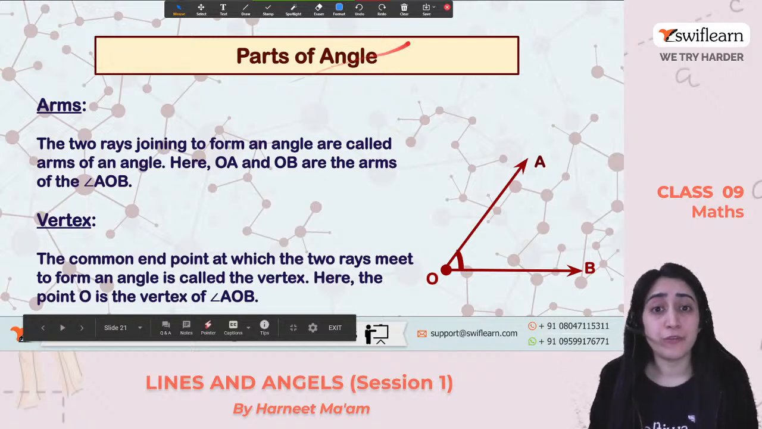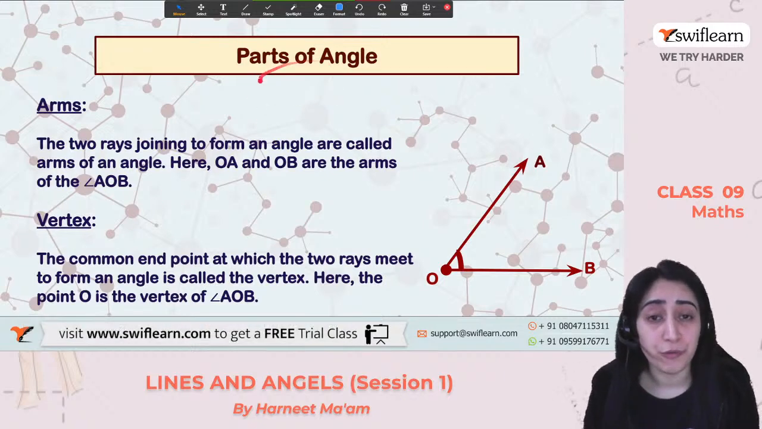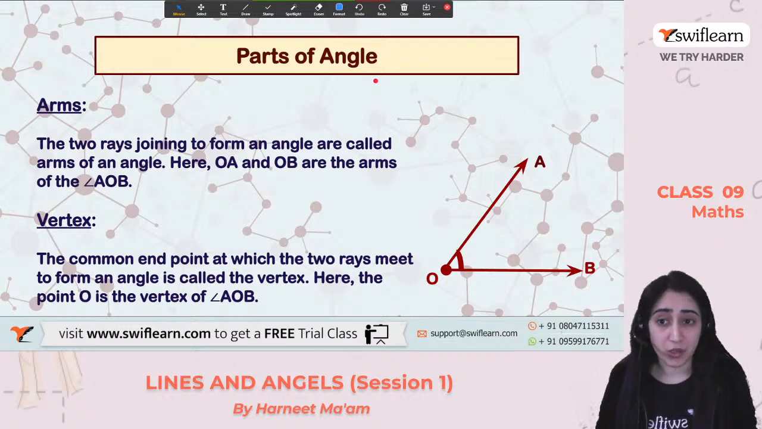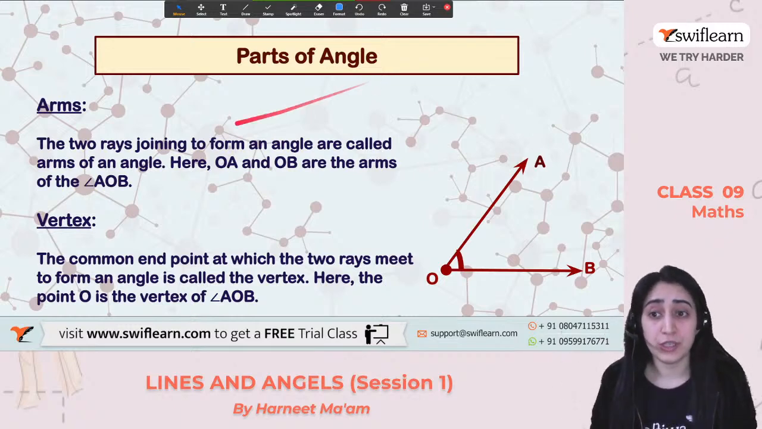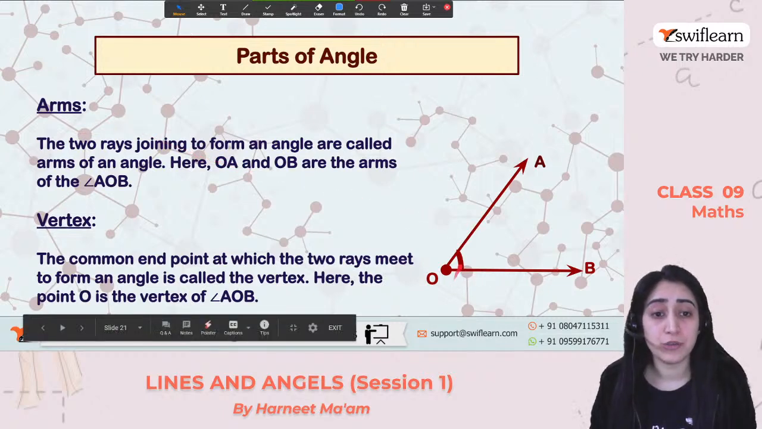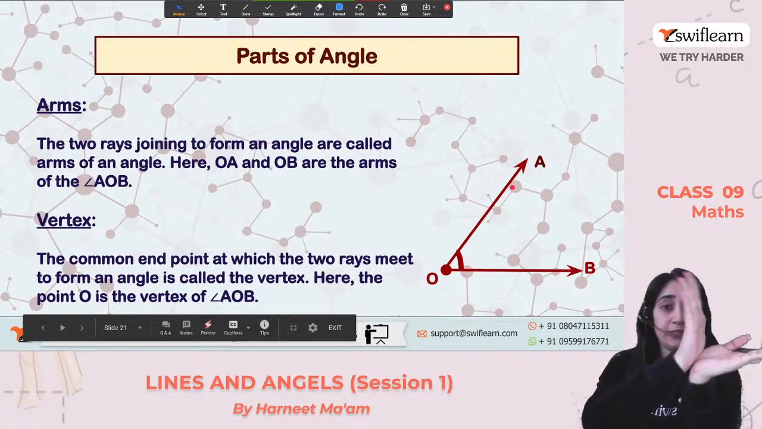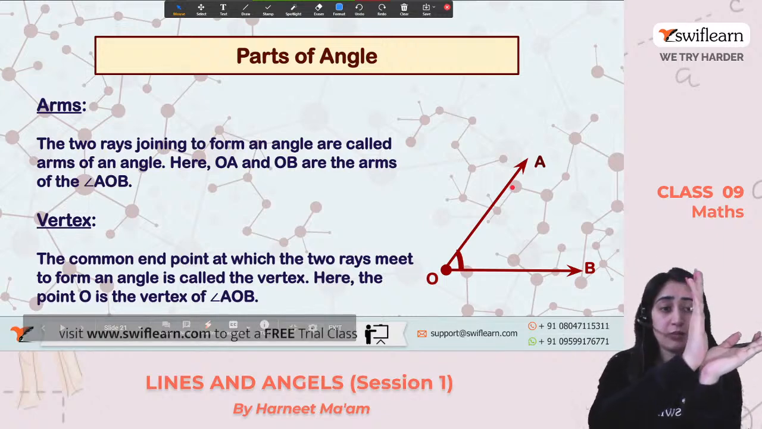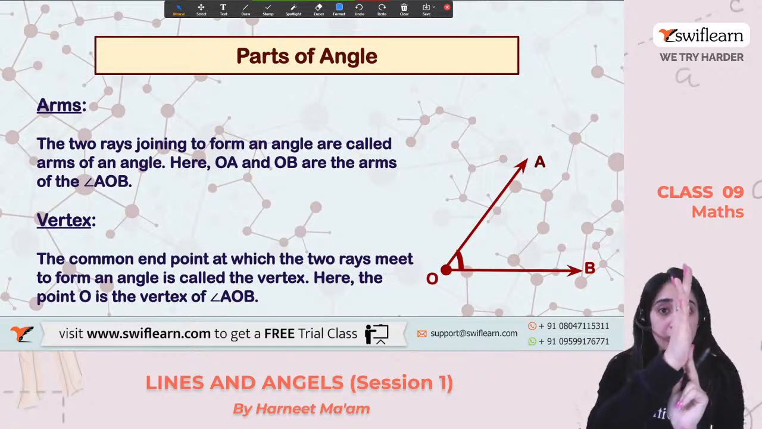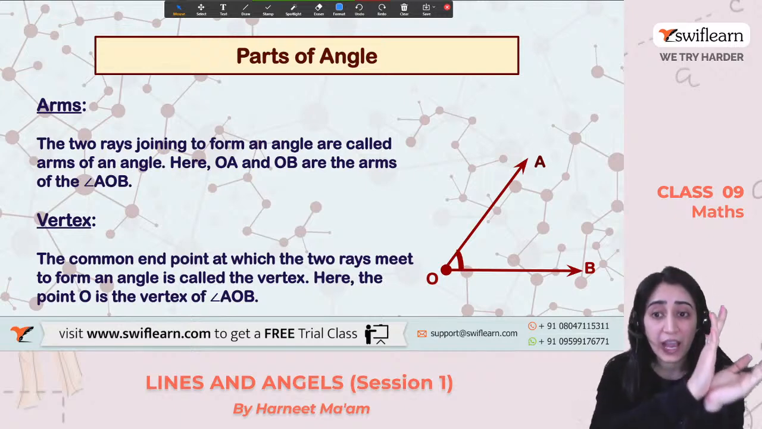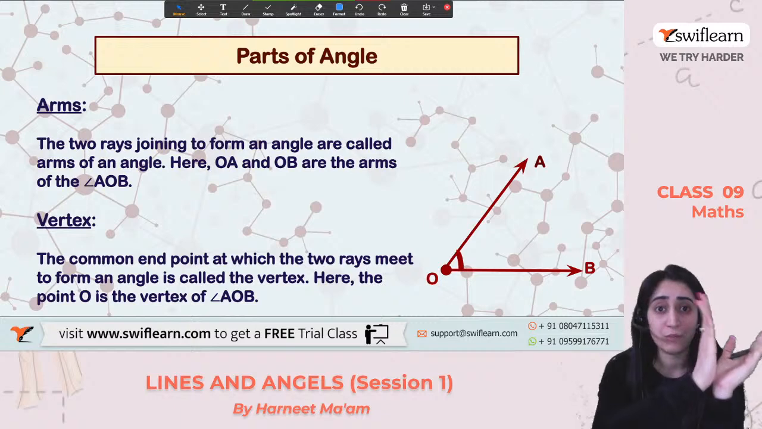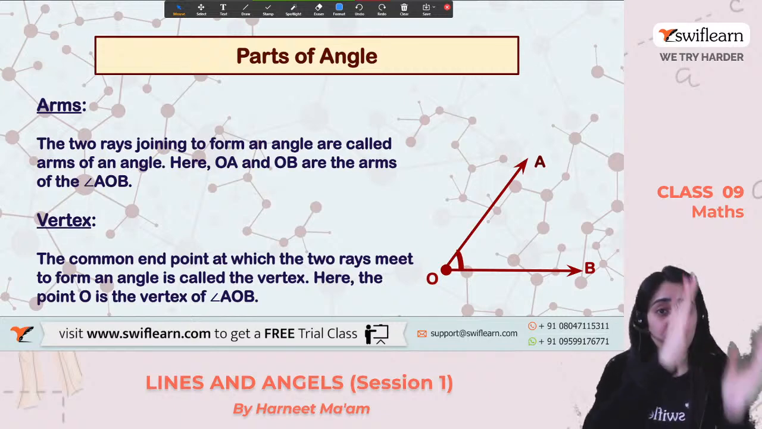Okay. So first of all, let's see the parts of angles. What are the parts called and why do we use them? So first is arms. When the two rays are joined to form an angle, they are called the arms of an angle. So see here, OB and OA, they are the two arms. See, this is one arm, this is one arm. Then we are joining it at one endpoint, then it becomes an angle. So this is the angle in between these two hands. So that's why we call it arm.